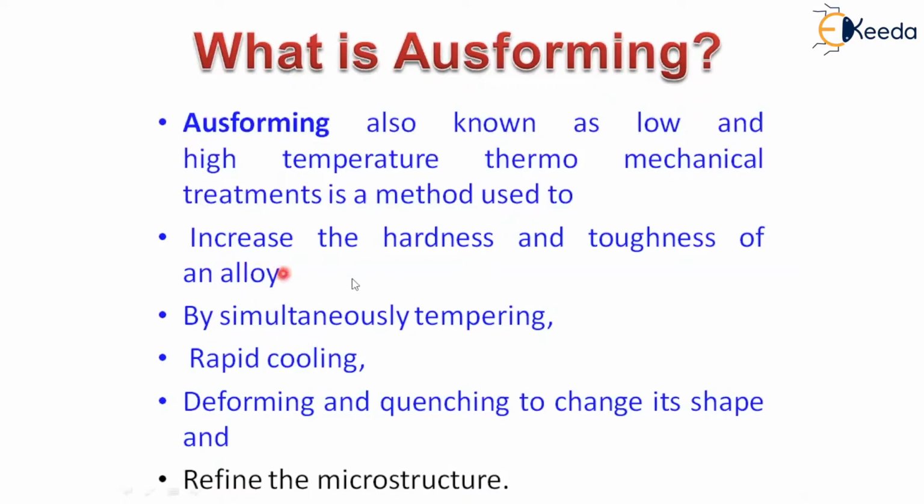That is why we go for ausforming: to get the same material with increased hardness and toughness. These are the two main properties we induce in the material by simultaneous tempering, rapid cooling, deforming and quenching, to change its shape and refine the microstructure. That means to modify the microstructure.